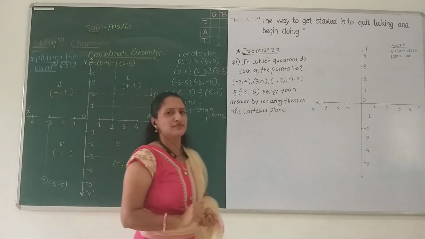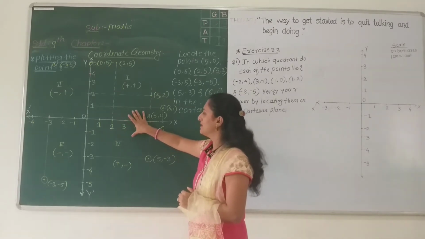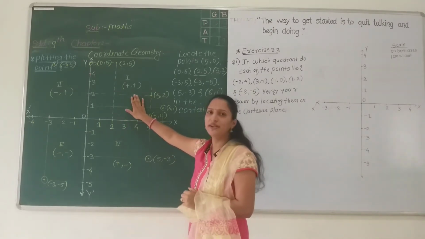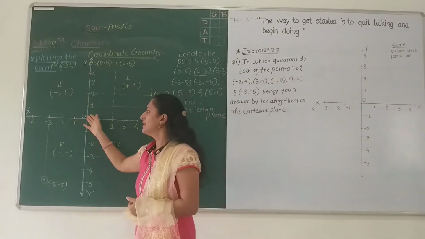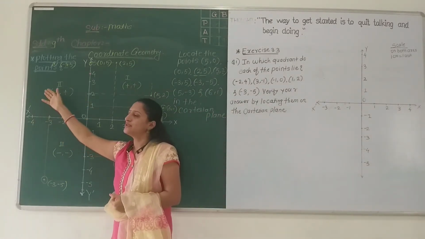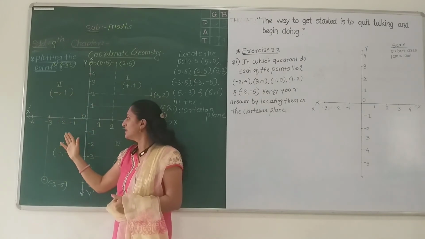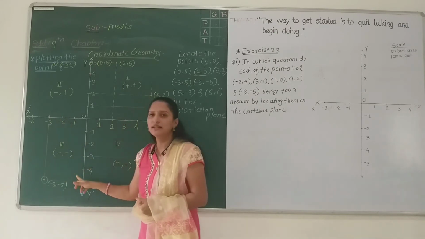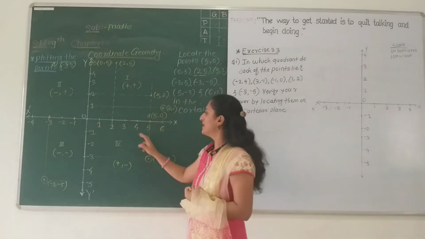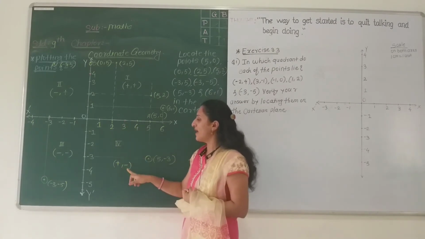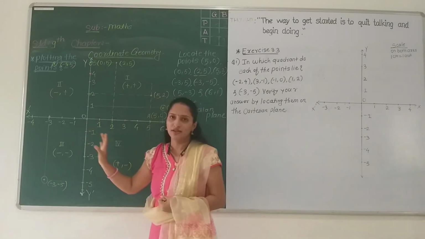So remember students, you just have to remember the plane here. First quadrant: both coordinates are positive. Second quadrant: the x-axis is negative, so (negative, positive). Third quadrant: (negative, negative), x negative and y negative. Fourth quadrant: x is positive, y is negative. So remember, this is very important.